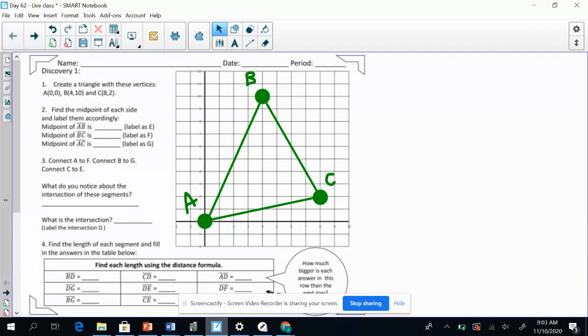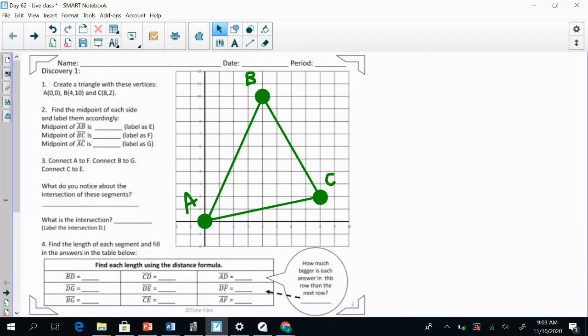So here is that worksheet that I think I got the most questions from. I don't know if it was because of the formatting or because of the questions themselves, but this is your discovery so you understand what the things are. So I went ahead and plotted our points A, B, and C.